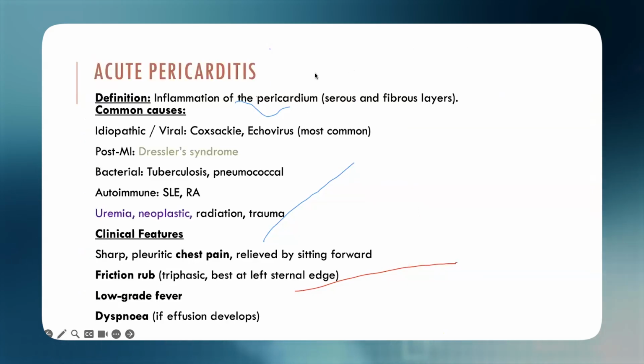Coming to pericardial diseases, should I continue or next class? It's just a few more slides, if you can bear with me. So acute pericarditis, yeah, somebody has written something.